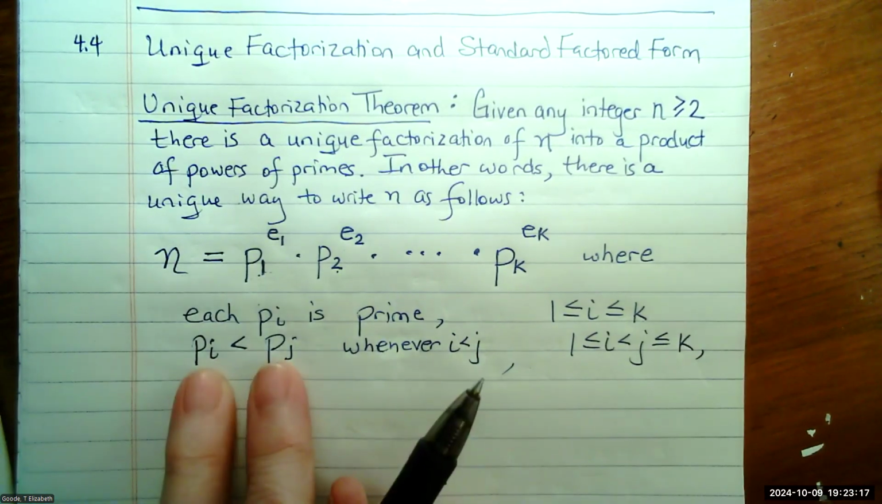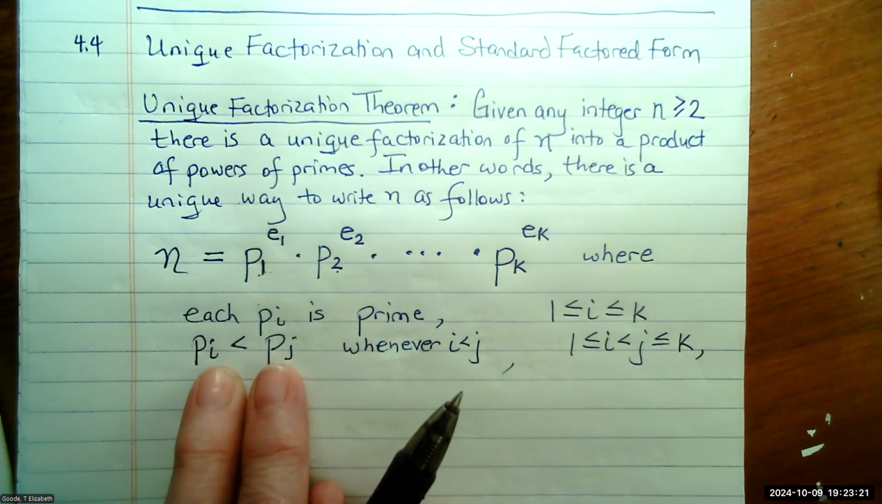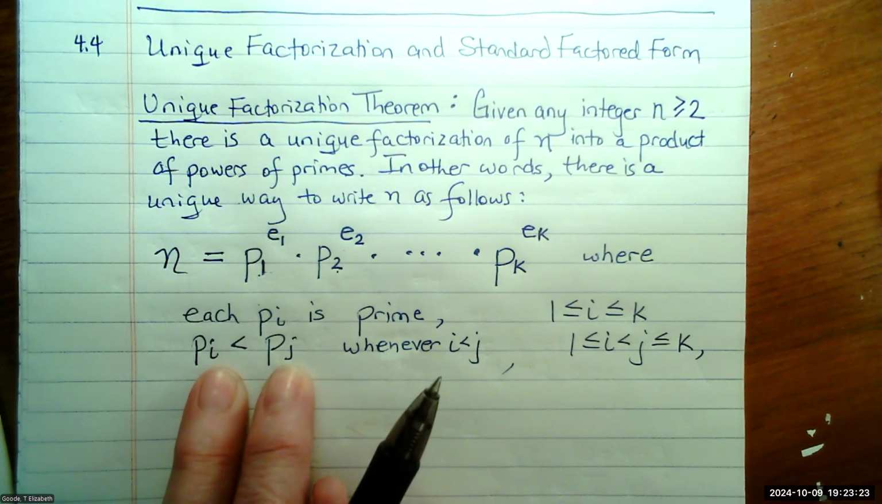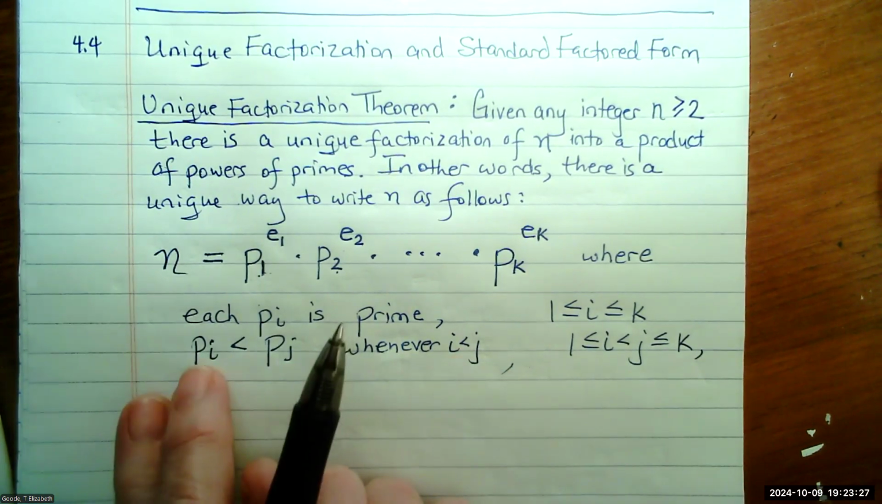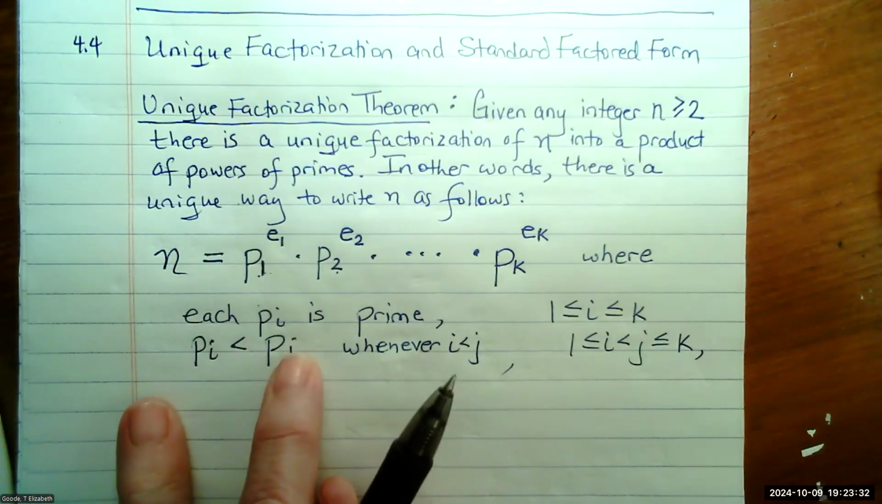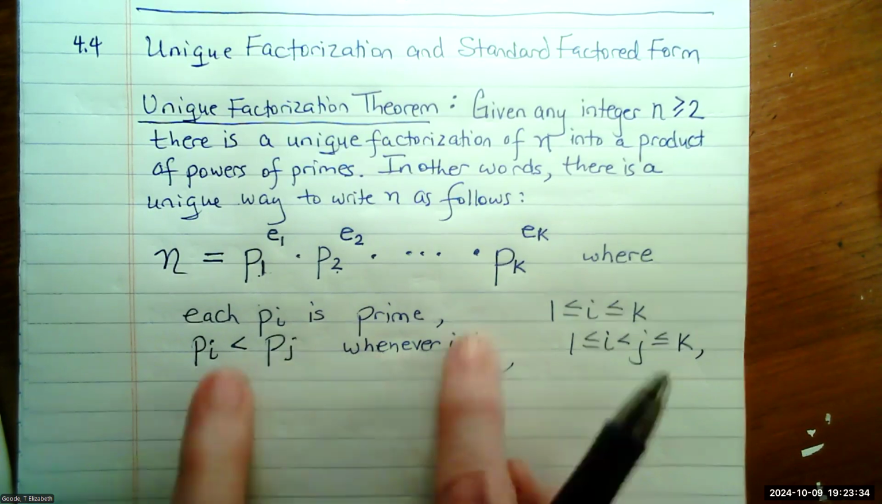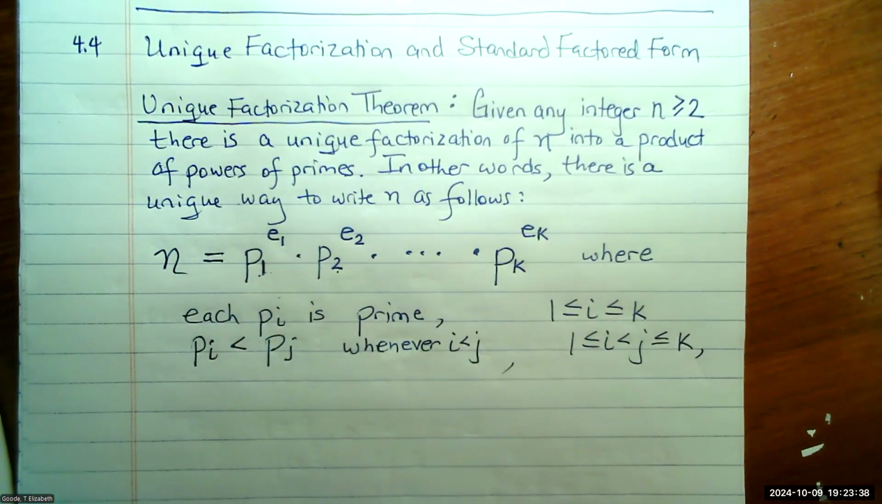So, let's just make sure you understand what this is saying. This is saying prime sub i is smaller than prime sub j when the indexing number i is less than j. So that means p sub 1 is less than p sub 2. p sub 2 is less than p sub 3. See what I mean? This is the way that we say that these are in ascending order by size.